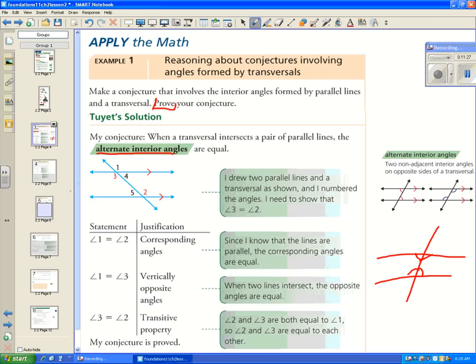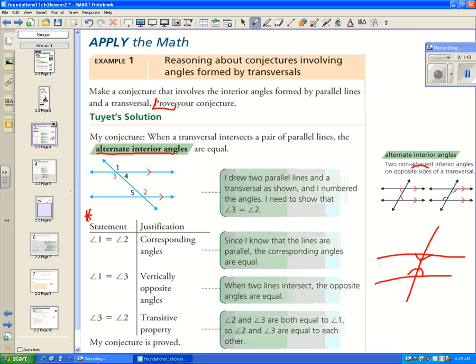So, two non-adjacent, two non-beside interior angles on opposite sides of the transversal. So that's what we're looking at here. We're looking at these alternate interior angles. He is going to prove, so he's set up a beautiful two-column proof here.